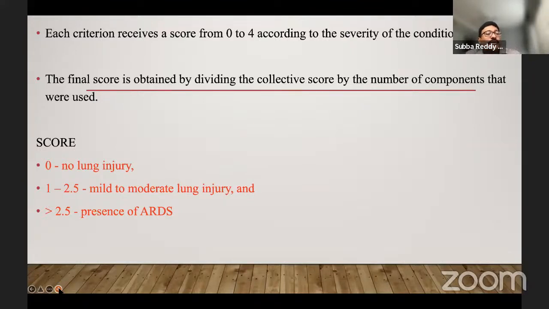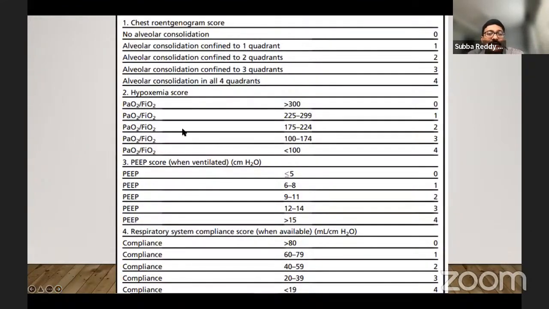So if the score is 0, there's no lung injury. If the score is 1 to 2.5, mild to moderate lung injury. If the score is more than 2.5, then there is the presence of ARDS. So this is the score given. Chest X-ray score: no alveolar consolidation, 0. If the alveolar consolidation is confined to 1 quadrant, 1. And if it is 2 quadrants, 2, and 3 quadrants, 3, 4 quadrants, it is 4.